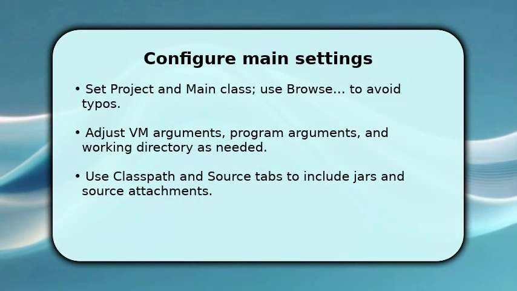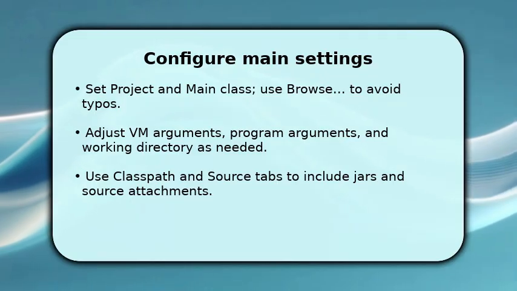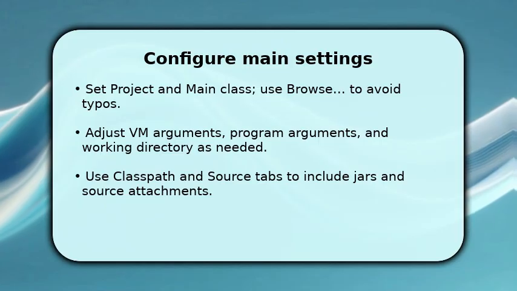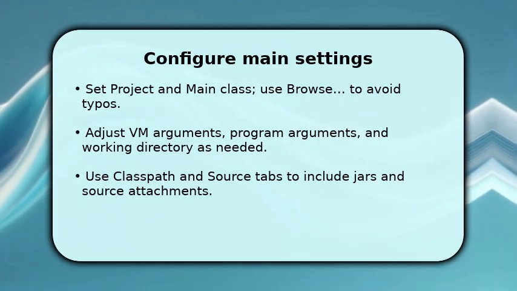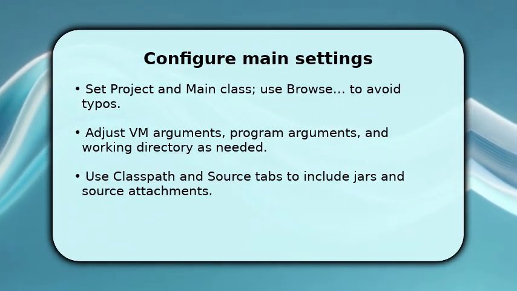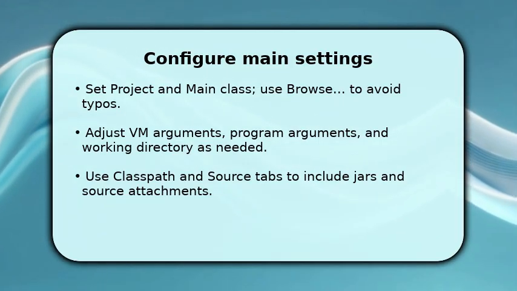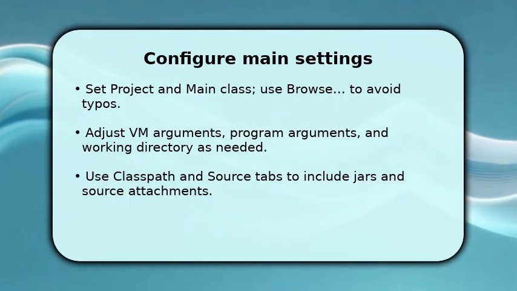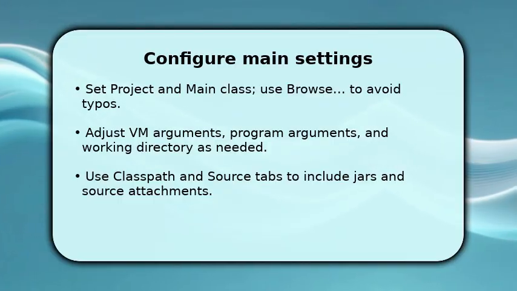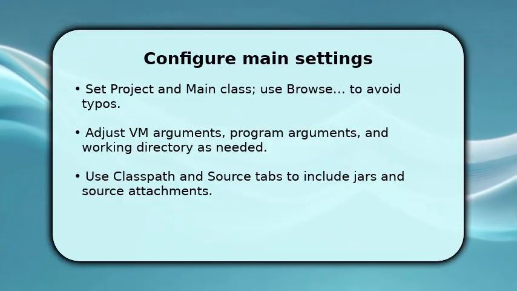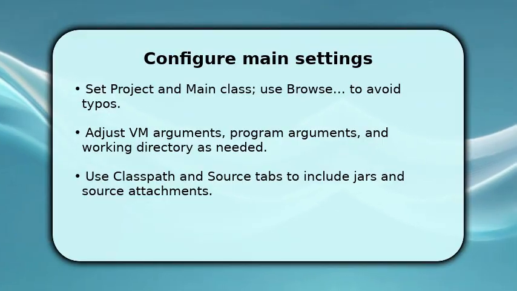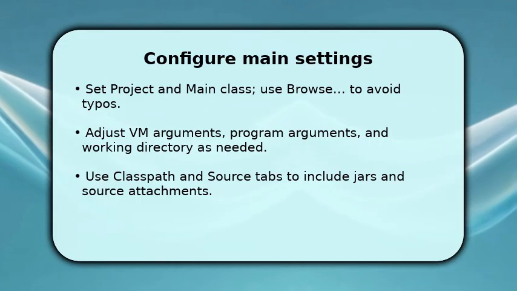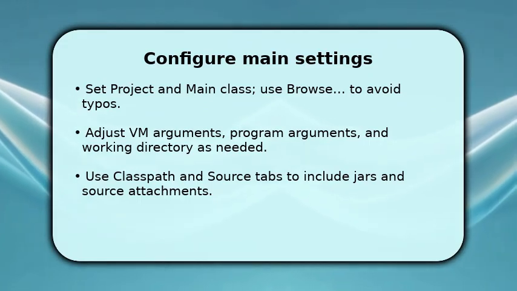You now configure the core settings. Select the project and click Browse to set the main class that prevents typos. Next, add program arguments and VM arguments where required. These determine runtime behavior and heap or system properties. Make sure the working directory points to the expected folder. Relative paths often matter. Then switch to class path and source to add needed jars, libraries, or source attachments so the runtime and debugger can find classes and sources.